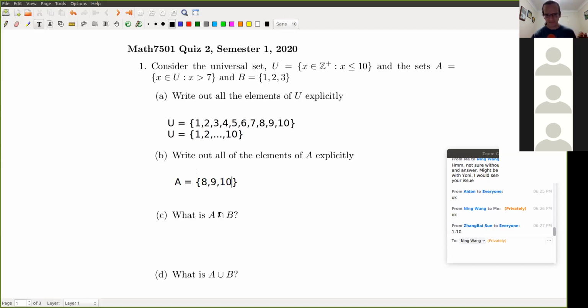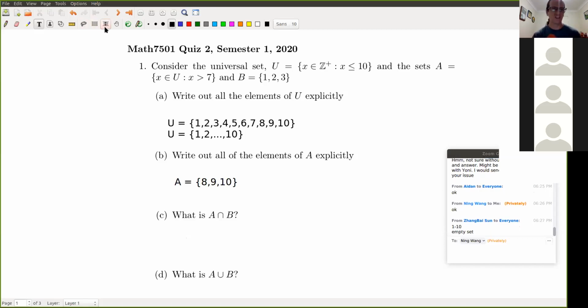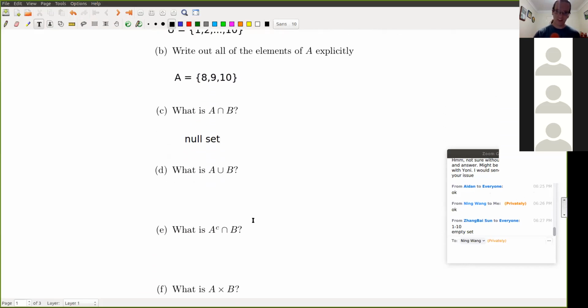Now, this one. I always think of this as a little n, so I remember that it's an intersection. What is the intersection of A and B? Empty set, good. So there's nothing, they don't intersect. They intersect with the null set.